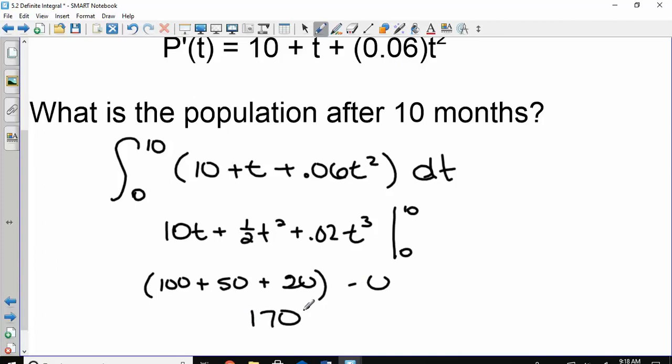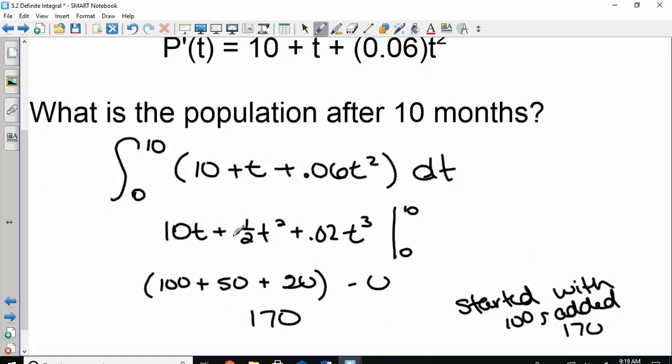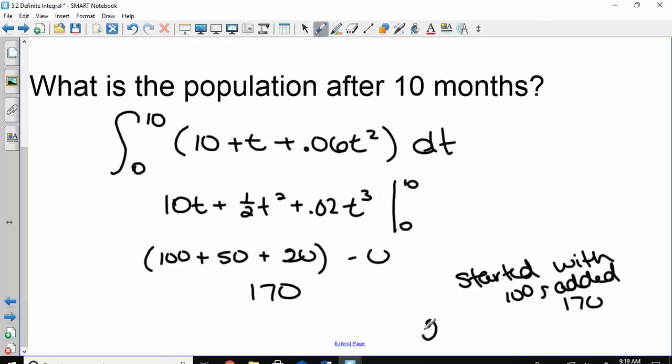This is not the final answer though. This tells me how the population changed over that time period. So it's saying in that 10 months you added 170 to your population. So what's my final population? 270, because we started with 100. And this means we added 170. So final population is 270.